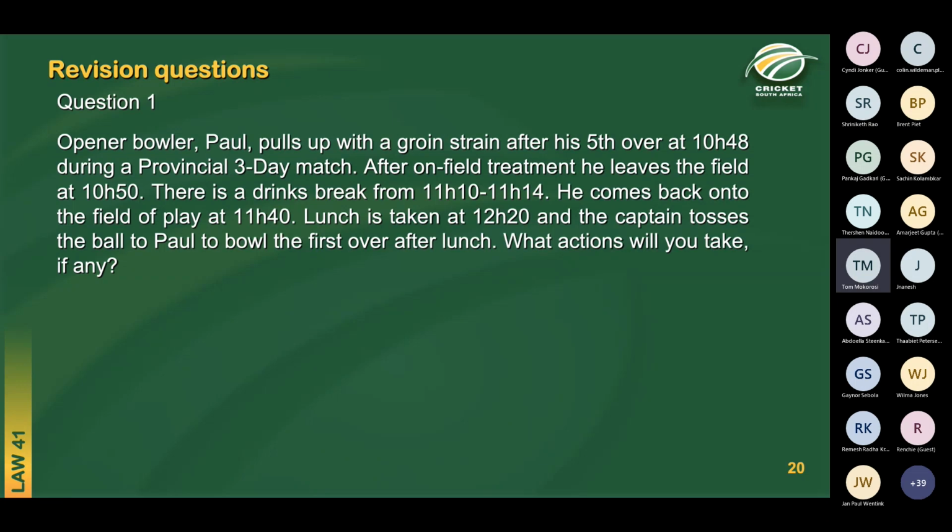Opening bowler Paul pulls up with a groin strain after his 5th over at 10:48 during a provincial 3-day match.